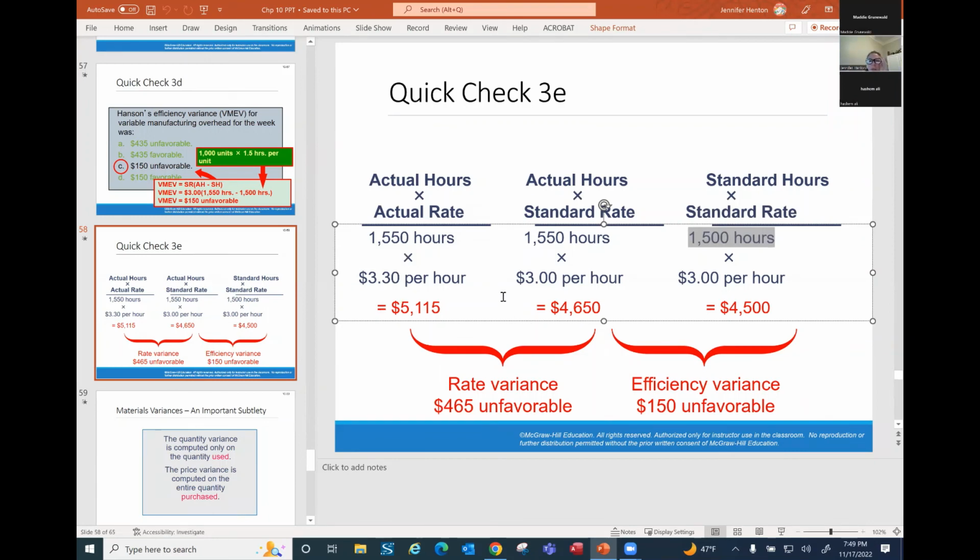And when you look at it this way, you can see, okay, my actual is higher than my standard. So I know I'm unfavorable. Over here, I can look at my hours, and I have an actual 1,550 hours versus 1,500 hours, then I can see, okay, this is unfavorable. So this is helpful if you're getting confused if it's favorable or unfavorable, to look at it that way.